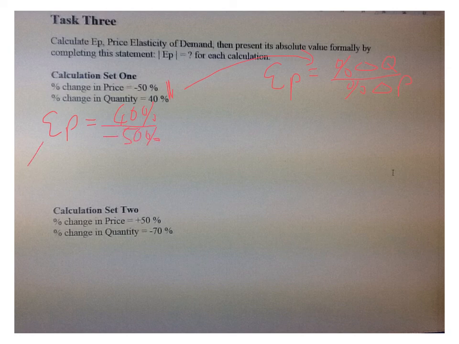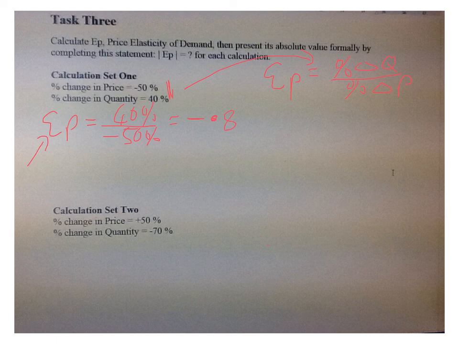Because remember, this value here is always going to be negative, because either the price is going up, which means the quantity is going down, or the price is going down, which means the quantity is going up. So one's going to be a positive change and one's going to be a negative change. And so a positive divided by a negative, or a negative divided by a positive, is always going to be negative. Alright, so let's just reach for the calculator. What does it work out to be? Well, I've got minus 0.8.